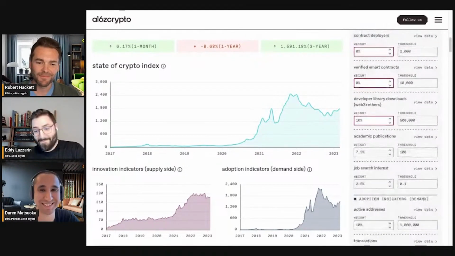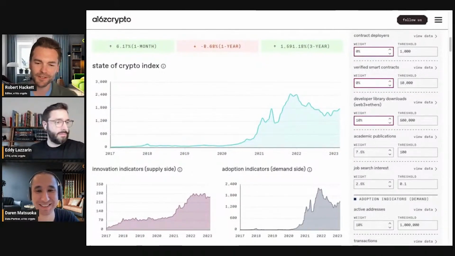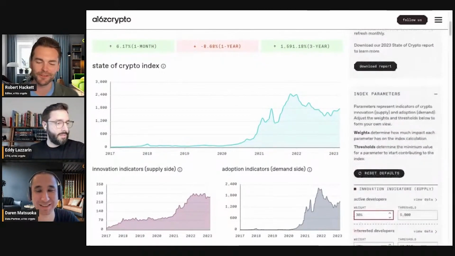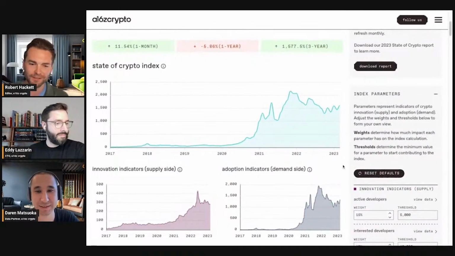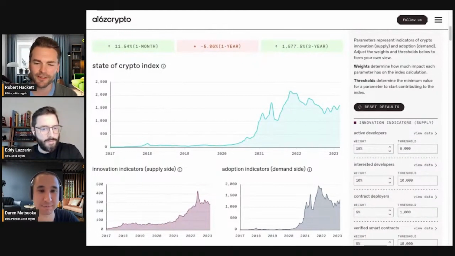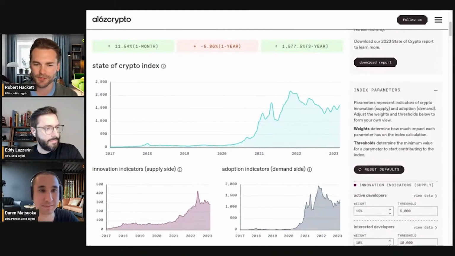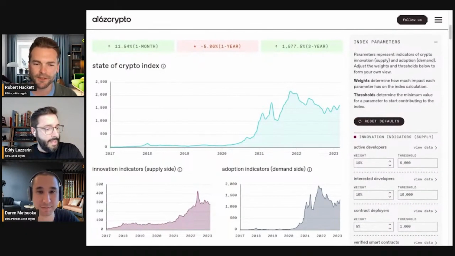Eddie, maybe you could refresh this view and just show the original indicators versus, please, the innovation indicators versus adoption indicators. There you go. Maybe just provide a word for us on the difference between the way those charts operate and what they're displaying. Like, what is the big takeaway of what we're seeing?